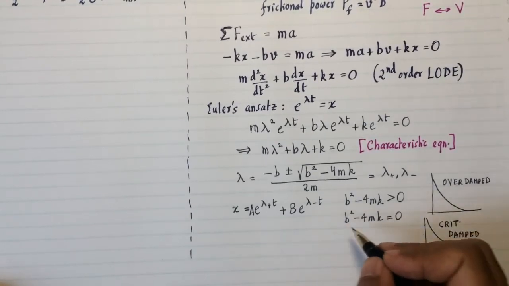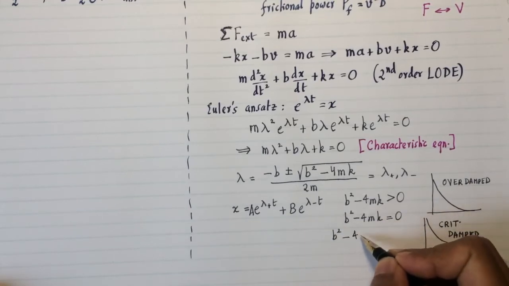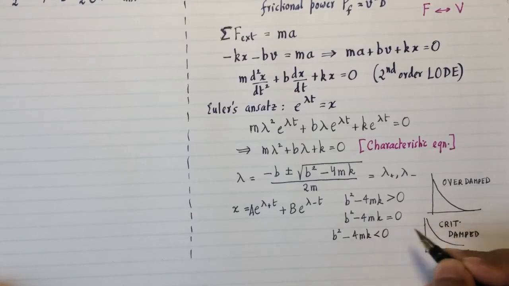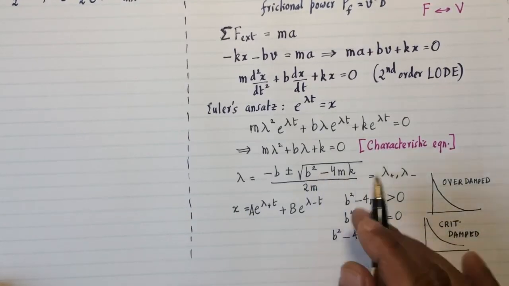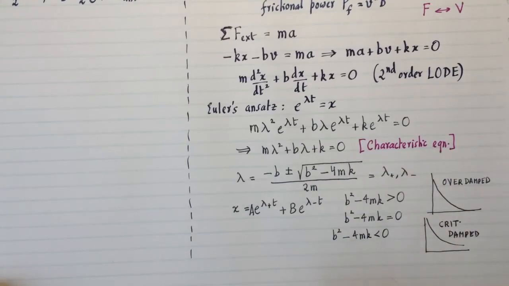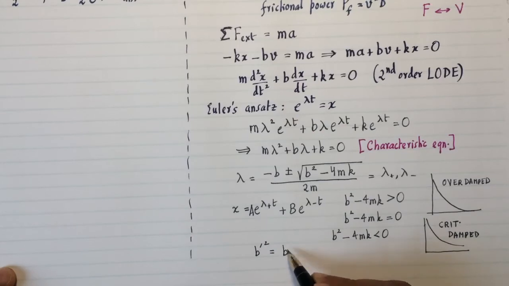And the last case is the most interesting, and that's the underdamped case. B squared minus 4mk is less than 0. If it's less than 0, then you're going to get complex numbers, because the square root of something that's less than 0 means you have two complex numbers staring at you. So what we can do instead is to define a constant b prime, which is going to be the square root of b squared minus 4mk, and write everything in terms of that.